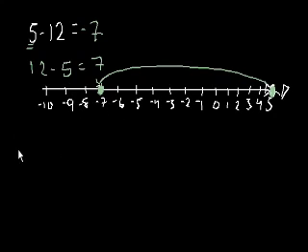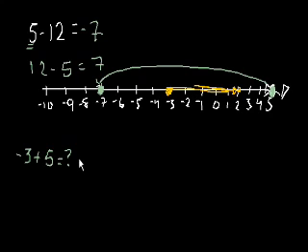Let's do another one. What's negative 3 plus 5 equals what? Well, let's use the same number line. Let's go to negative 3 plus 5. We're going to go to the right 5: 1, 2, 3, 4, 5. It's 2.